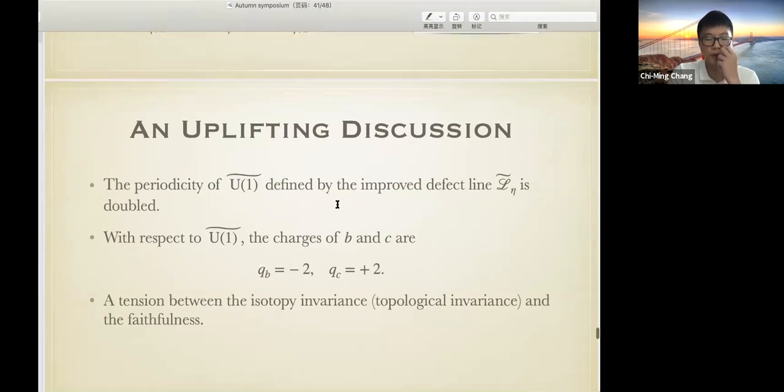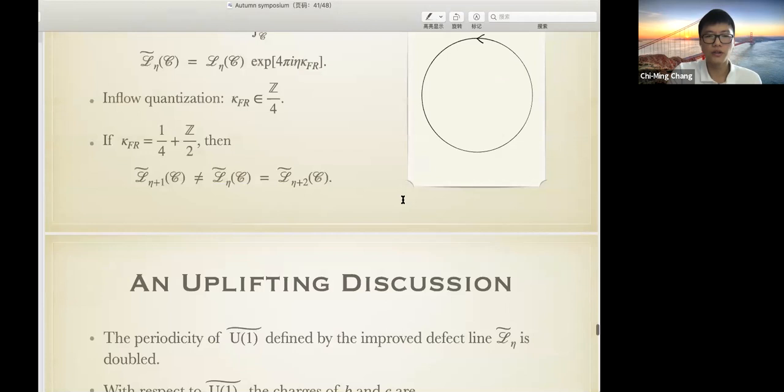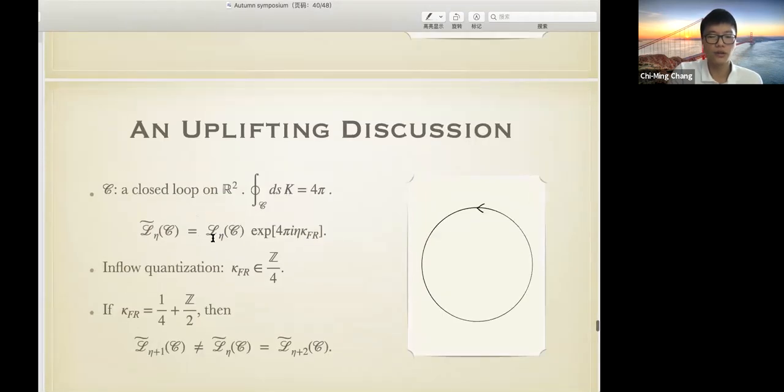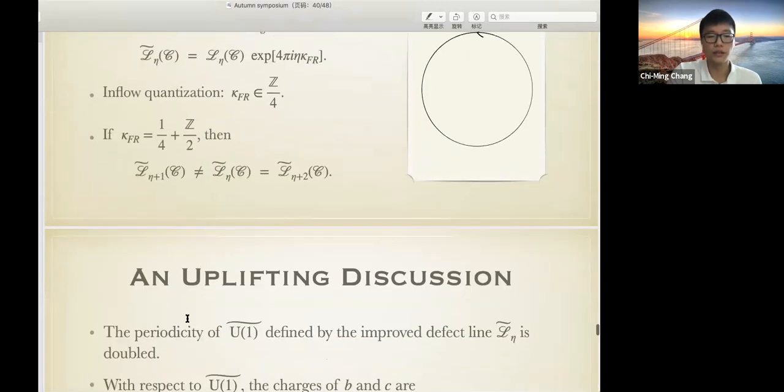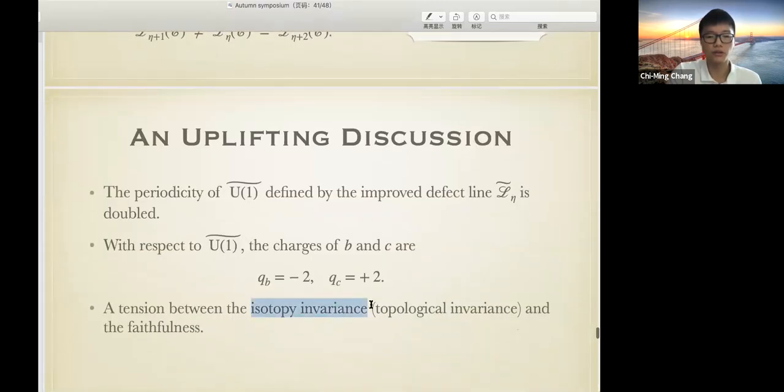So here, we reach a dilemma. You can either use L as your defect lines, and then L would not have isotopy invariance or topological invariance, or you can use L tilde as your defect line, but then L tilde would not act faithfully. So this really is a tension between these two properties, the faithfulness and the topological invariance.